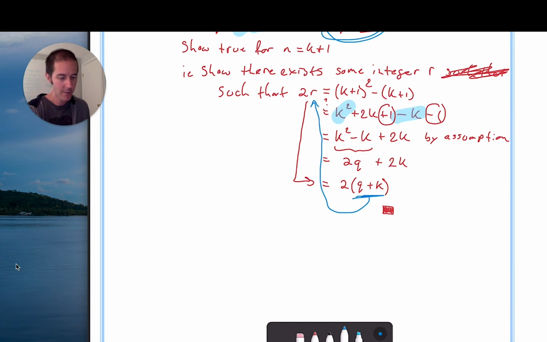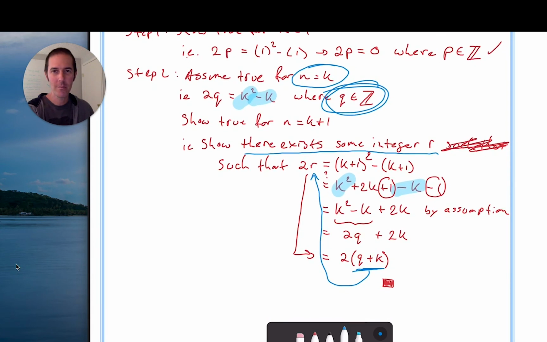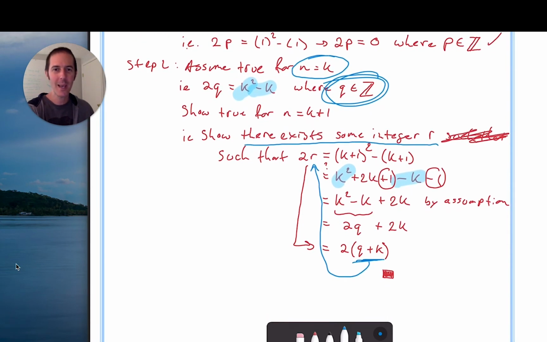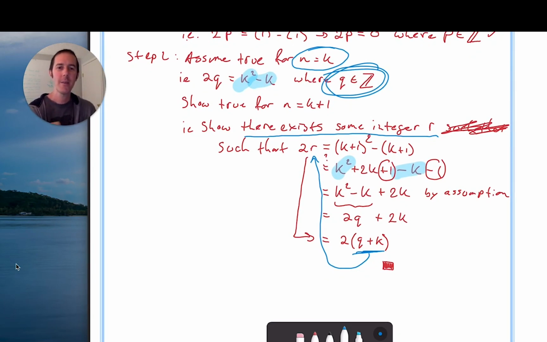We were trying to find an r value, show that there exists some integer r. We found it. What is it? It's q plus k, which is understandably a little anticlimactic. We don't actually have to prove what the integer is. There's almost no numbers in this whole thing that we're doing here, right? We're working with p's and q's and k's and n's and r's. We're not trying to find the specific r value. We're just trying to show that there exists an integer r.